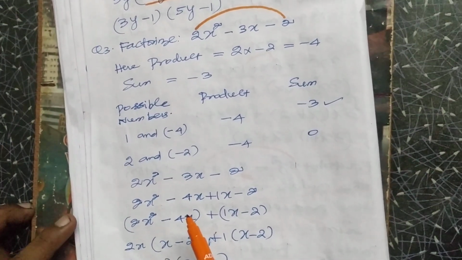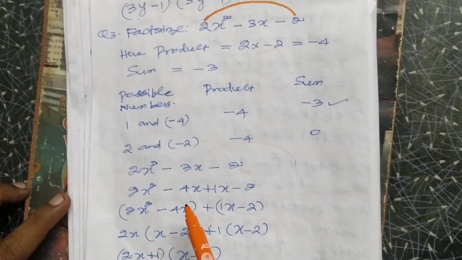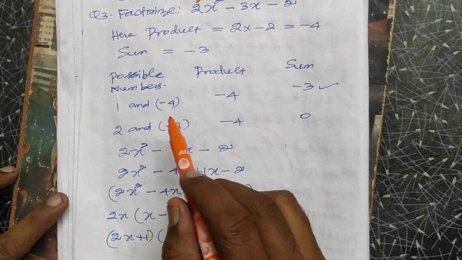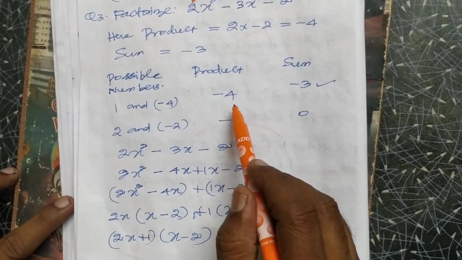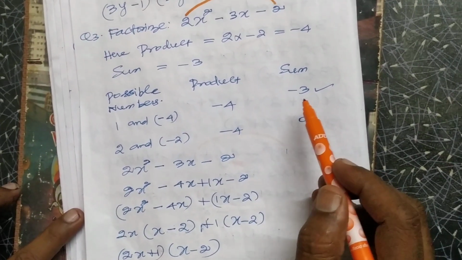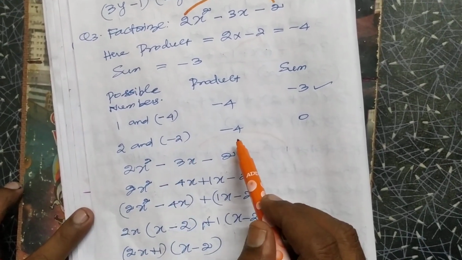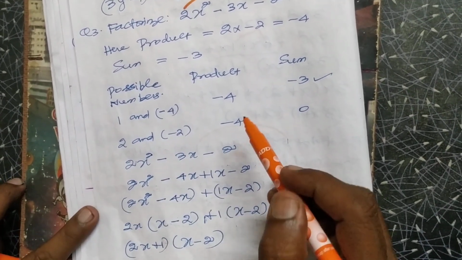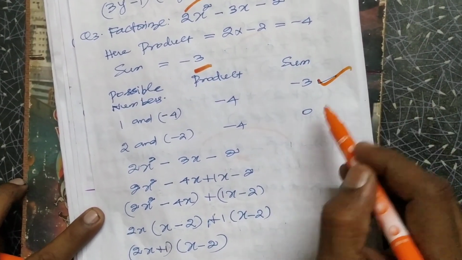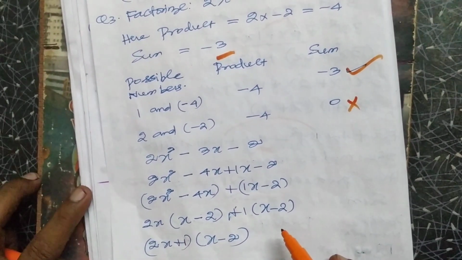As the sum is negative, the larger number will be negative. Then what are the possibilities of 4? Either 2 into 2 is 4, or 1 into 4. Larger number is negative, therefore 1 into minus 4 is minus 4, and when you add 1 and minus 4 it is minus 3. 2 into minus 2 is also minus 4, but when you add, it is 0. But we need the sum minus 3. Therefore this is the appropriate pair, and this will not work.